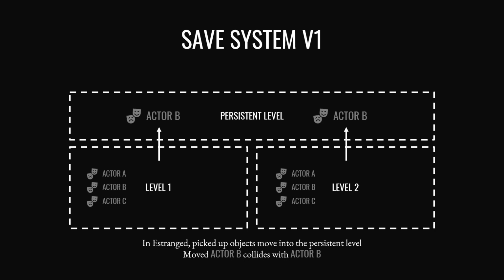In Estranged, when you pick up something, like a chair for example, it gets moved into the persistent level. And if there's a name conflict and we save, if you move two actors with the same name to the persistent level, the game isn't sure what to restore.